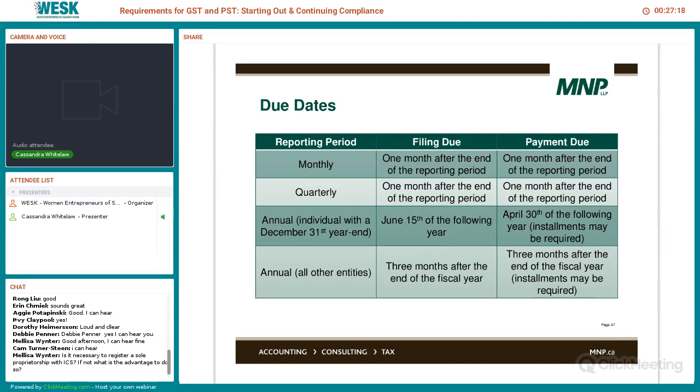For annual filers, both the return and the payment must be filed 3 months after the end of the fiscal year. If your GST payable in the last year was greater than $3,000, you will be required to make GST installments on a quarterly basis. And once again, this is something that you'll have to track yourself. The CRA doesn't send notices.